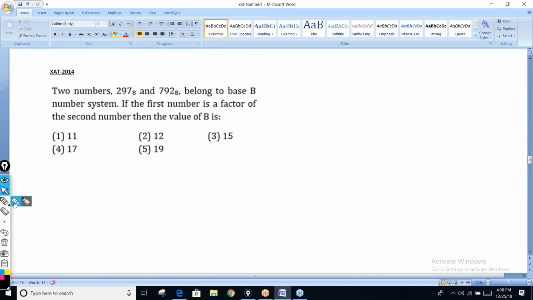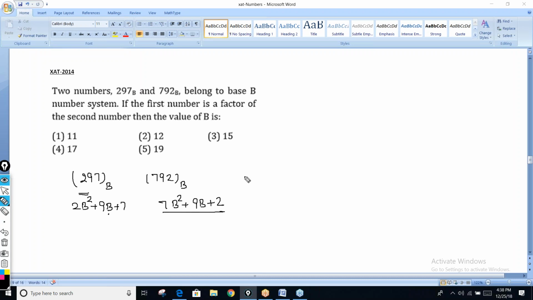Again, it's a base question. Two numbers, 297 in base b and 792 in base b, belong to base b in the number system. If the first number is a factor of the second number, then find the value of b. Now if I simplify, this number is 2b square plus 9b plus 7 and this number is 7b square plus 9b plus 2. So the question says this number is a factor of this number. It means this number is a multiple of this number.